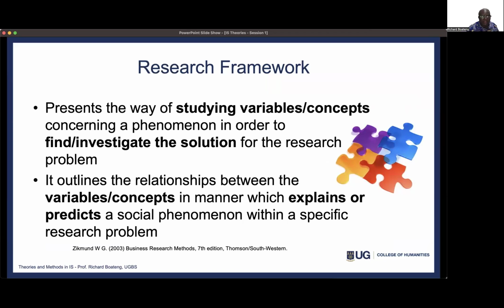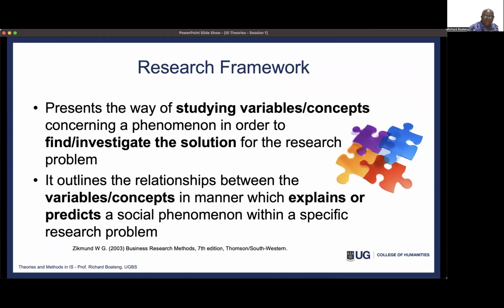And when I develop a questionnaire, I will be having maybe a set of questions asking on absenteeism, asking questions on motivation, asking questions on, let's say, supervisor relationships. So because those variables I've chosen are the key variables I want to do my research on, they become what frames the research. So we say that a research framework presents the way of studying a phenomenon through the lens of certain variables selected by the researcher in order to investigate or find a solution to the research problem.